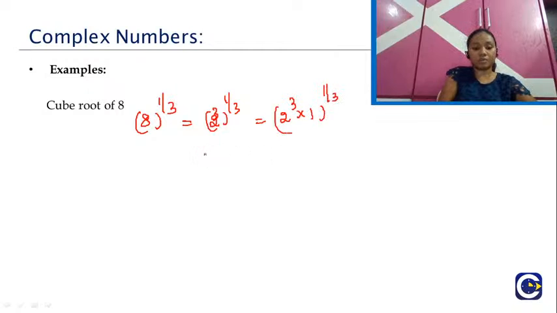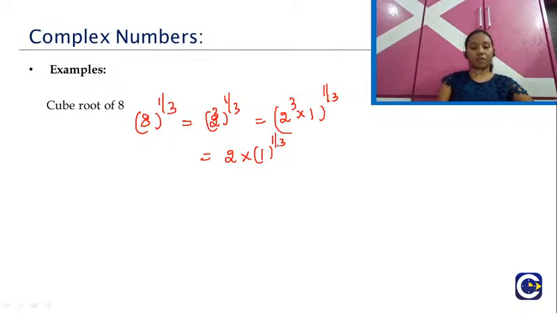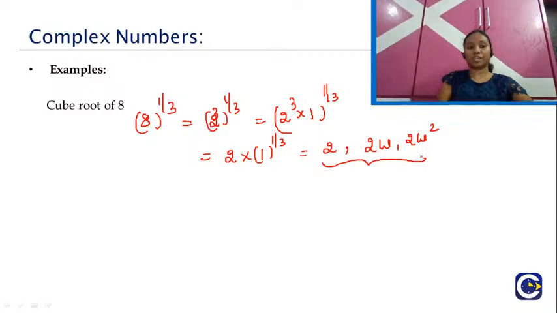So now how will it become? It will become 2 into 1 power 1 by 3. If we have 1 power 1 by 3, what are those roots here? Those are nothing but 1, omega and omega square. So now I can directly write my roots here: 2, 2 omega and 2 omega square. So these three roots will be my cube root of 8.